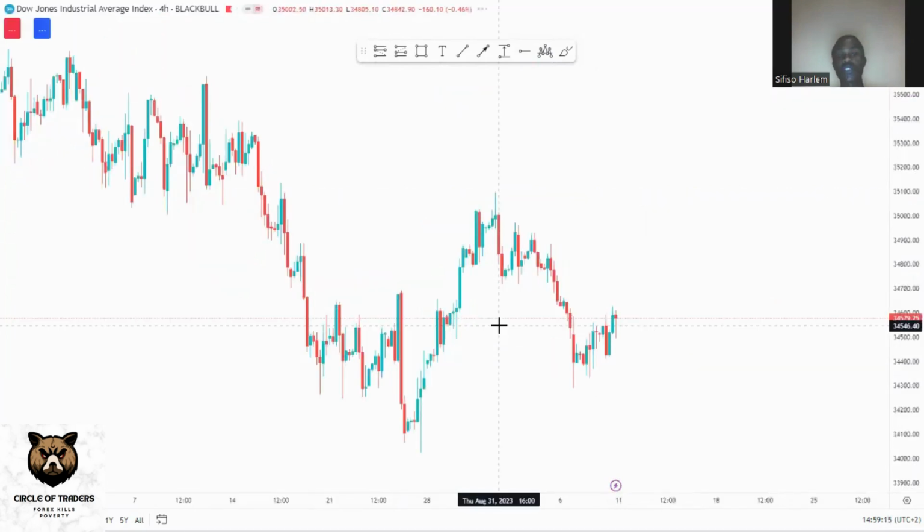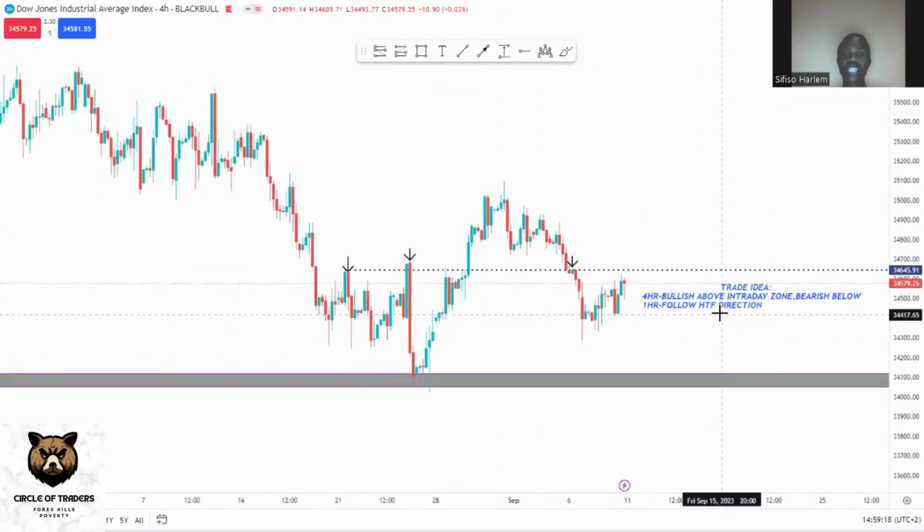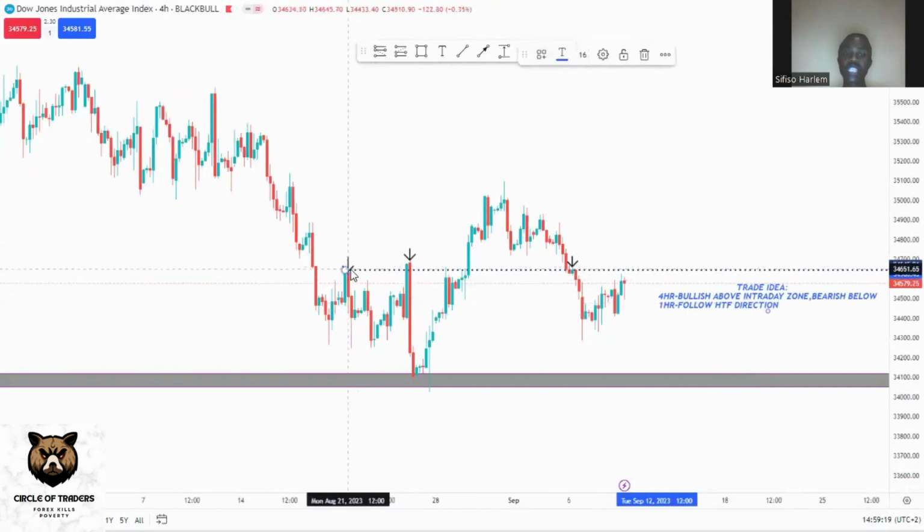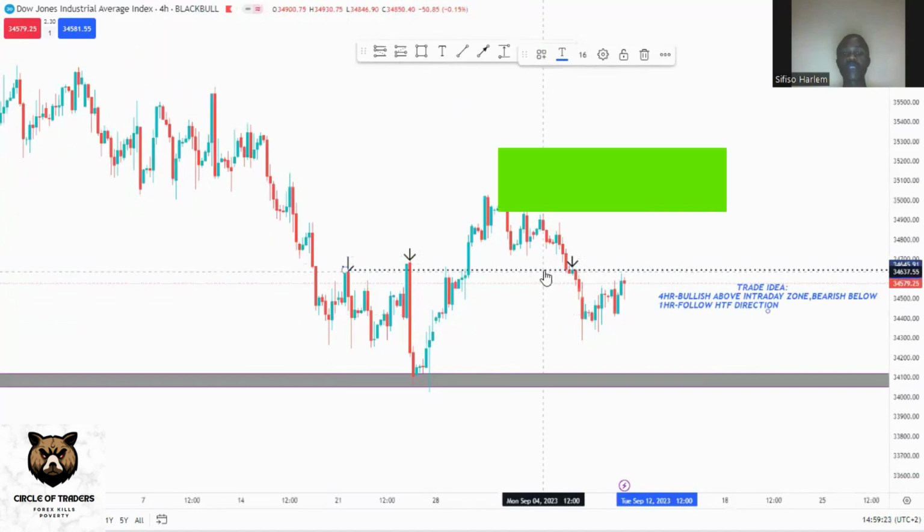Looking at the other pair, which is US30. US30, there's nothing that I can say, because you guys can clearly see that this very same zone we've had since last week, and we said we're simply waiting for price to come back here.